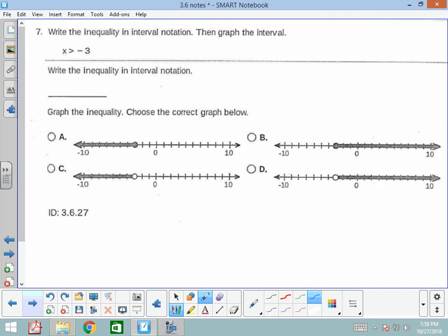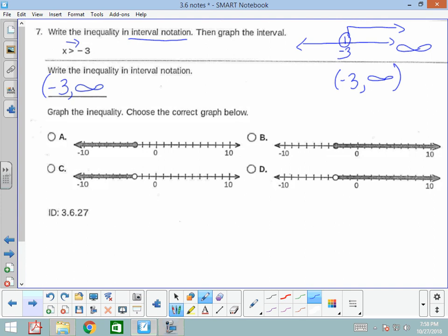Number 7 says write the inequality in interval notation, then graph the interval. I always start off with the graph. It just helps me to see it. So -3 is on the graph. It is circled, not filled in. Notice the arrow is pointing to the right, so the shading is going to the right. When it goes to the right, that's positive infinity. When we write this as interval notation, we're going to have parentheses, -3. Always start with the smallest number when writing interval notation. The smallest number is -3, comma, infinity. -3 has parentheses, and so does infinity. Infinity always has parentheses. Negative infinity always has parentheses.